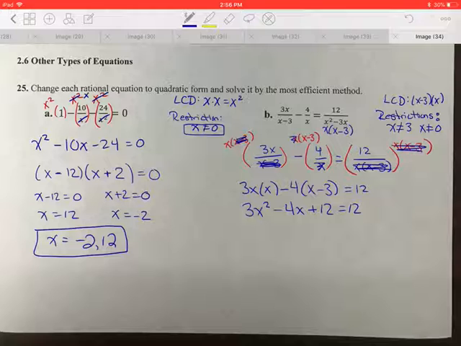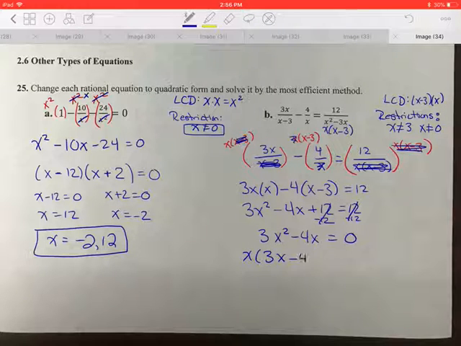Now I need it in standard form first, which means I need it equal to 0. So I get 3x squared minus 4x, and then this zeroes out, so I just set that equal to 0. You could do the quadratic formula here. I think factoring is easier because all you have to do is take out an x, and that's fully factored. So I set each factor equal to 0. I get x equals 0, and 3x minus 4 equals 0. Okay, so I've got my two answers.